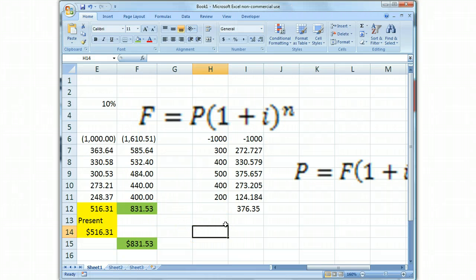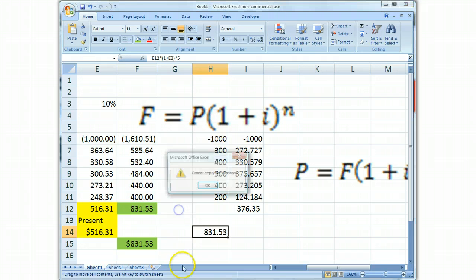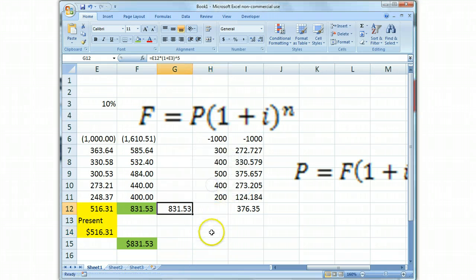So if we take this, it is equal to the present, 516, times 1 plus the interest rate. We say the interest rate is 10%, and we raise that to the fifth power. We get 831.53, which matches exactly what we had in the cells in green, like that.